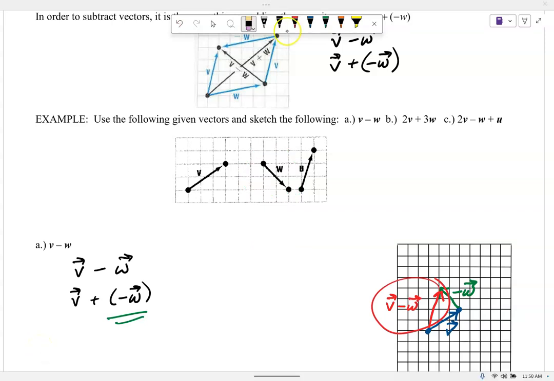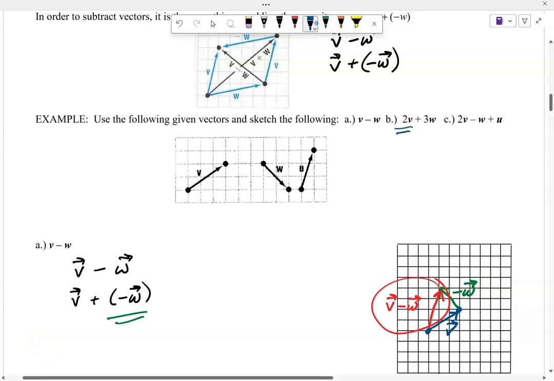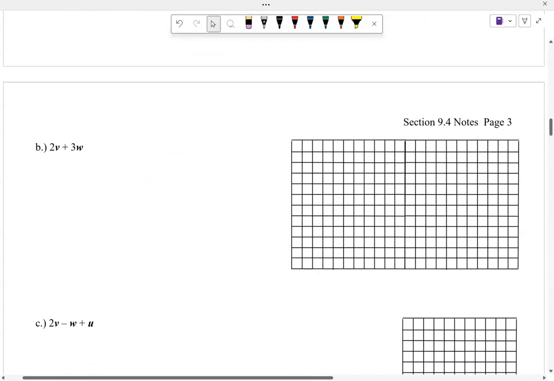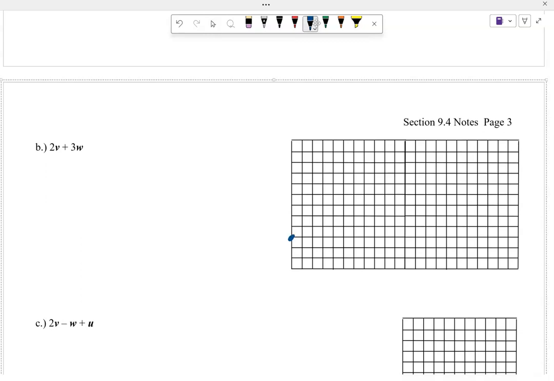It's 2v. So double the length of v plus triple the length of w. So notice v goes up to right 3. So I'll do that twice. 2v plus 3w. Up to right 3, but I got to do it twice. Up to right 3. Okay, here's double v. That's 2v.